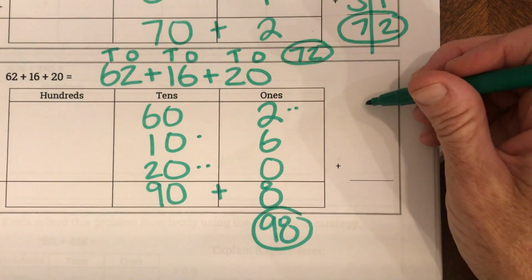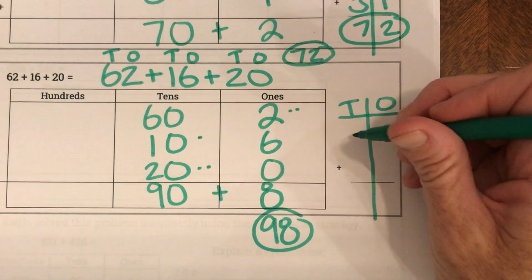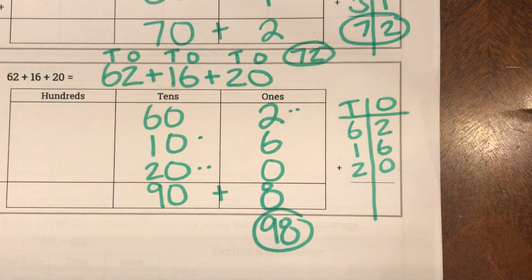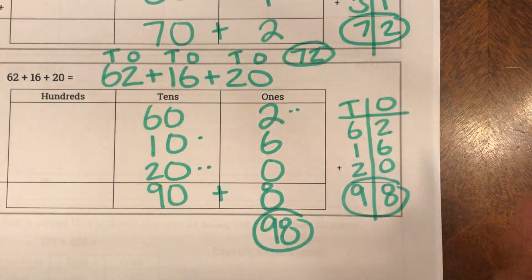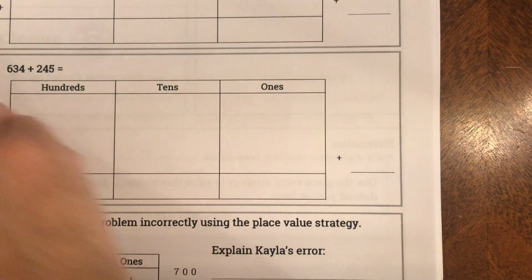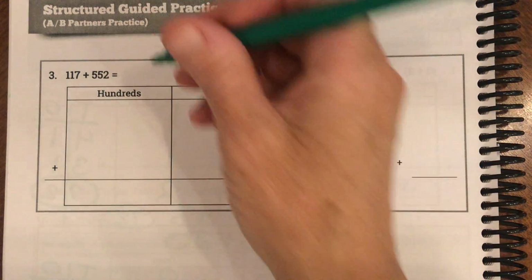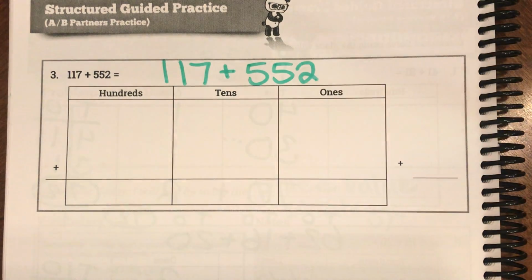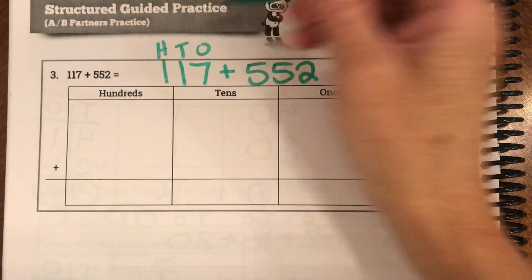And in working form, we would still have our ones and tens, but we wouldn't decompose. So we would have 62 plus 16 plus 20. And our answer would be 98. Okay, let's do one more together, ladies and gentlemen. On page 167. And it is 117 plus 552. So ready? 117 plus 552. So our place values are ones, tens, hundreds.